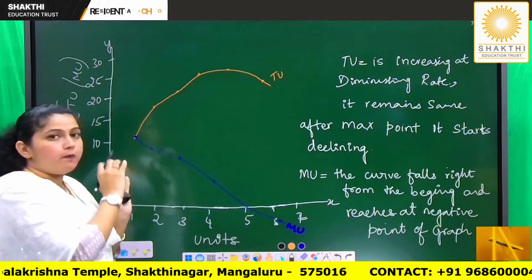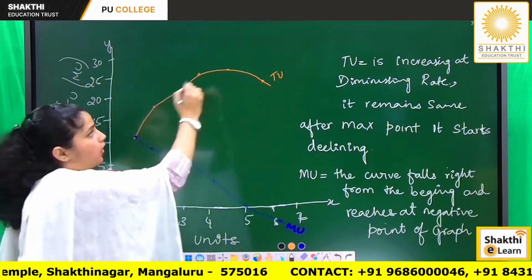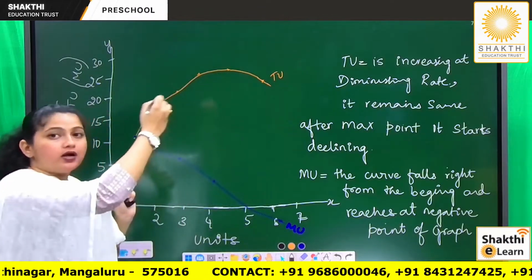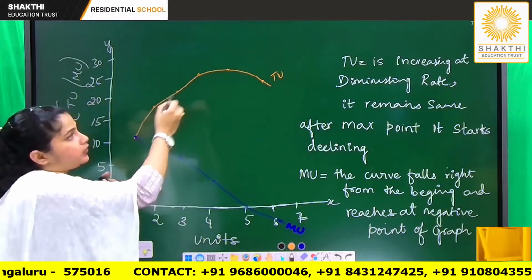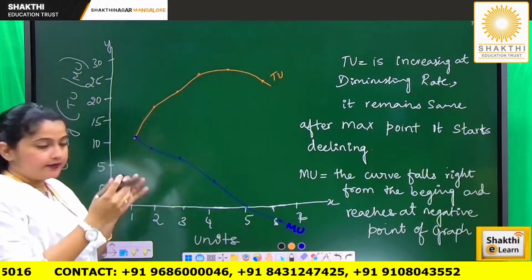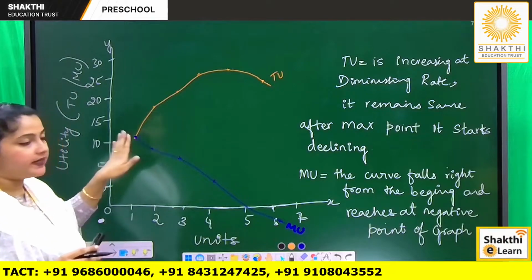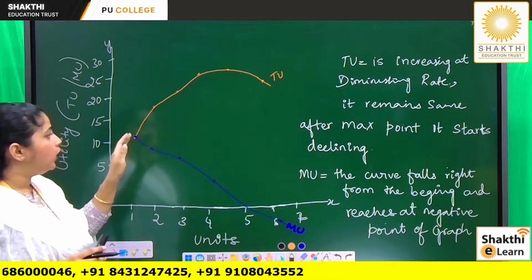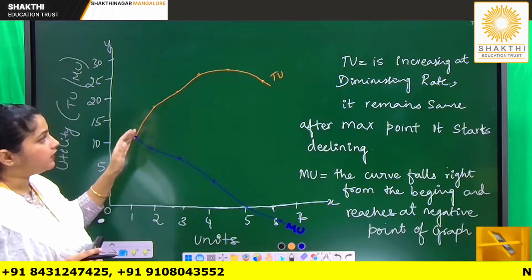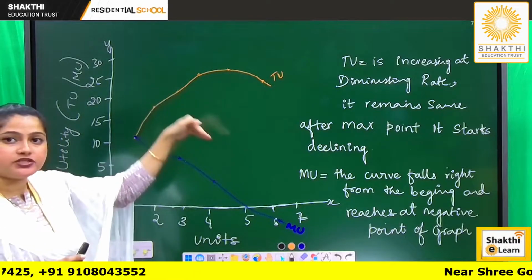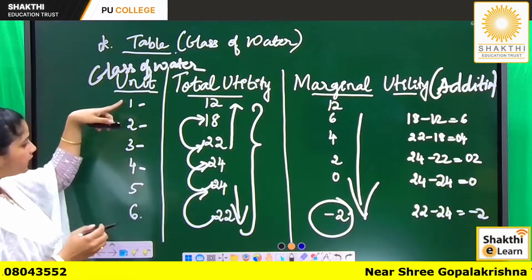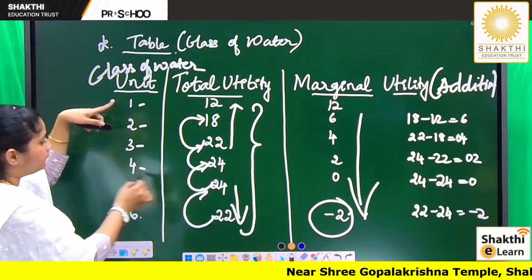Once you mark the plots, you are supposed to draw a curve through the plots. That is where you will get a curve. In this particular curve you can see that total utility is increasing at a diminishing rate, isn't it? The total utility is increasing till the point of 4.